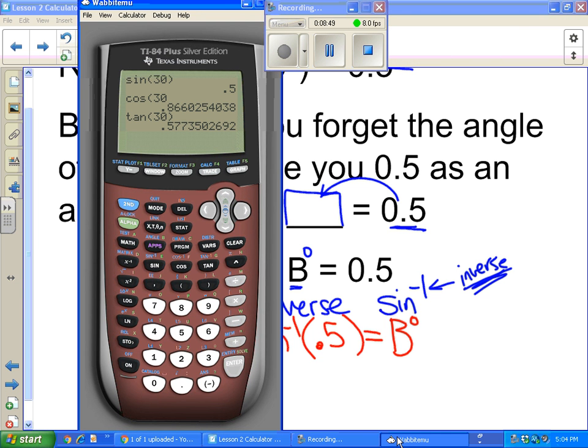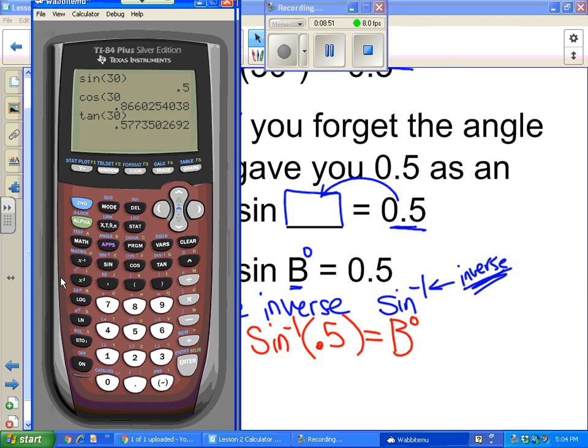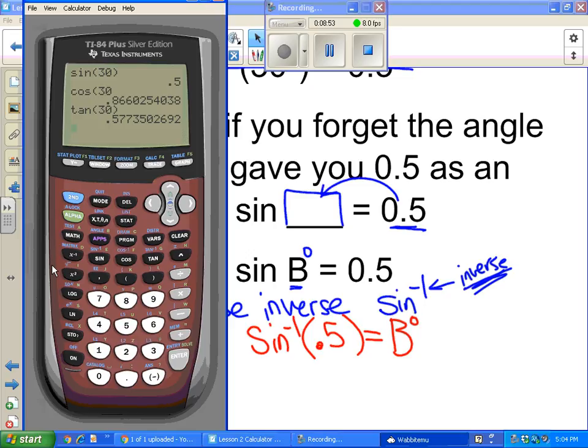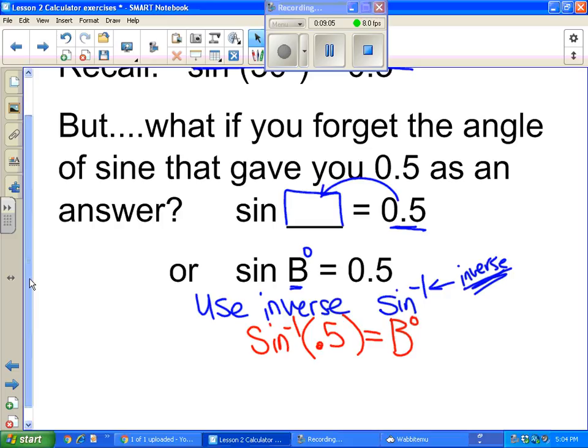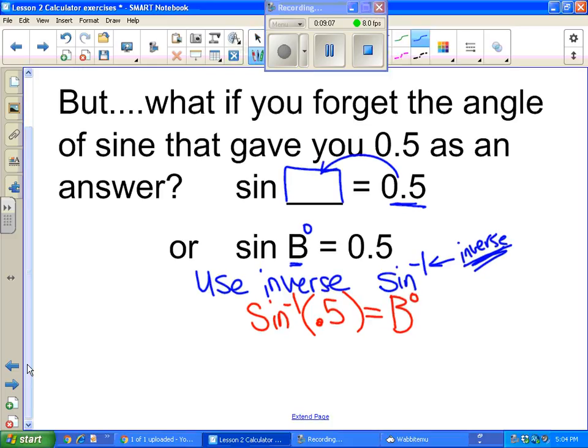Now, if you need to know how to do this on your calculator, and you all do, let's just see what it looks like on the calculator. Look above the sine key. Do you see sine with a little -1 exponent? Cosine with a little -1 exponent? Tangent with a little -1 exponent? What those stand for is inverse sine, inverse cosine, and inverse tangent. So sine with a little -1, we say inverse sine.